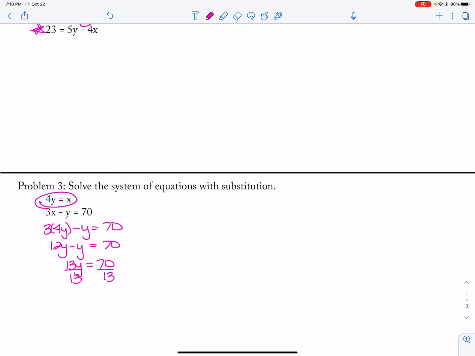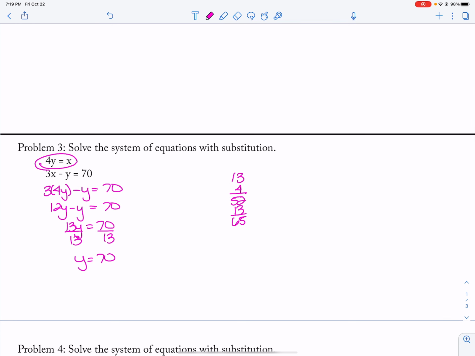Let's see, 13 times 4 we just talked about was 52. Add another 13 and I get 65. So I'm not going to get 70. So y is equal to 70 over 13. Then I'm going to plug that into my x is equal to 4y. So x is equal to 4 times 70 over 13, and then I get 280 over 13. So my coordinate point is 280 over 13, comma 70 over 13.